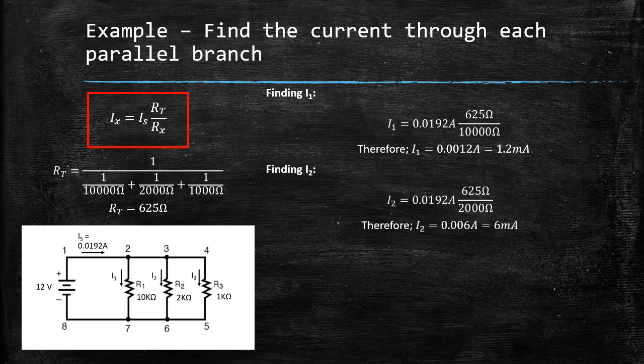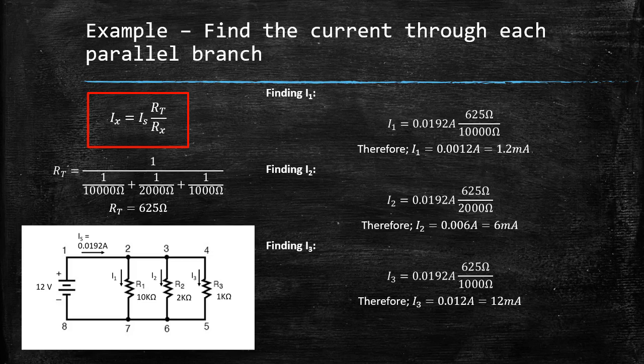Now let's find I2. Again, we're multiplying the source current, 0.0192 amps, by the total resistance, 625 ohms, and dividing by the branch resistance, this time 2,000 ohms, giving a total current in that branch of 6 milliamps. Finally, I3 can be found using the same process, this time dividing by 1,000 ohms, giving a current of 12 milliamps.